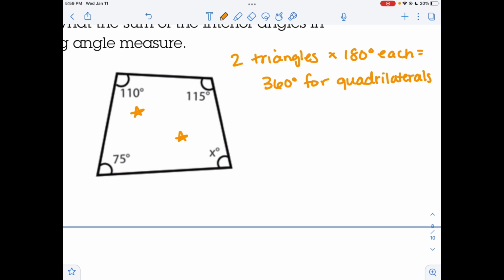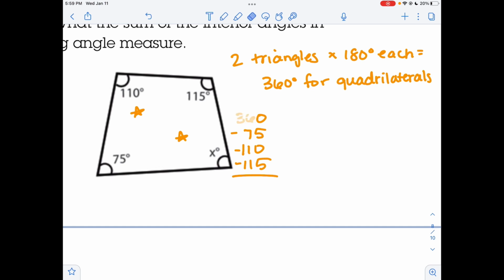Now that we know it's 360 though, honestly, most of you are going to start with 360 and subtract off what we know. Minus 75, minus 110, minus 115. Whatever you get here, that will be your answer, and that's okay.